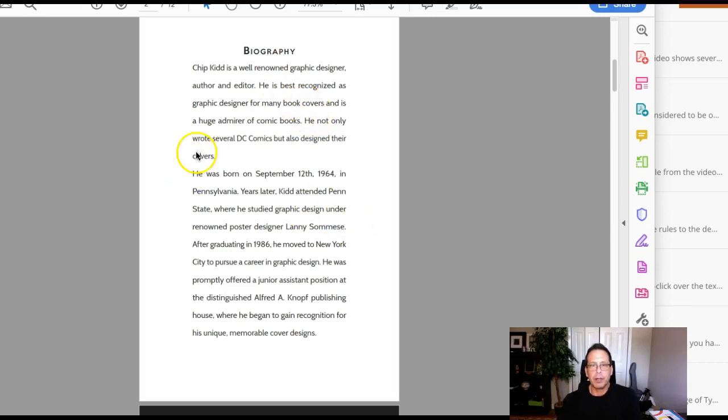Typeset looks good. That's a widow. You don't want that. Got to work that out.